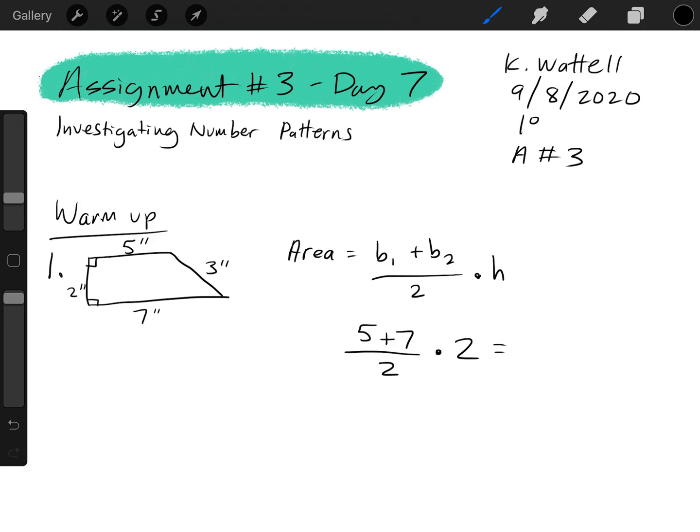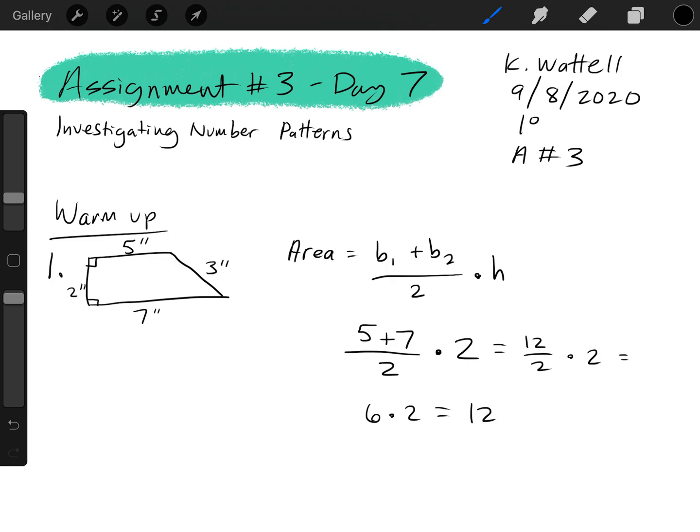Now, what do we do next? Well, first we've got to add 5 plus 7, that's 12. 12 divided by 2, and then we'll multiply by 2. What's 12 divided by 2? You're correct, that would be 6. So our last step is 6 times 2, and 6 times 2 would be 12.